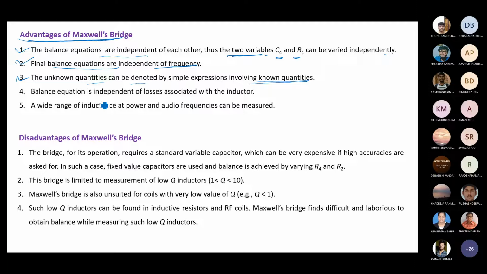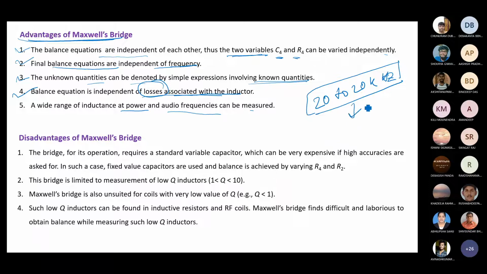The balance equation is independent of the loss associated with the inductor. Definitely there is unknown resistance in both cases, so a loss component will always be there, which is why efficiency is an important issue. A wide range of inductance at power and audio frequency can be measured, so there is a huge range of applications. Audio frequency means within the 20 Hz to 20 kilohertz range, and you can do measurement in this range and beyond.